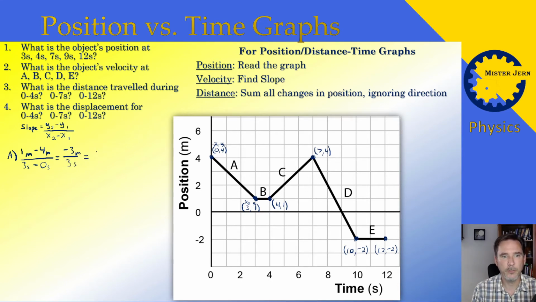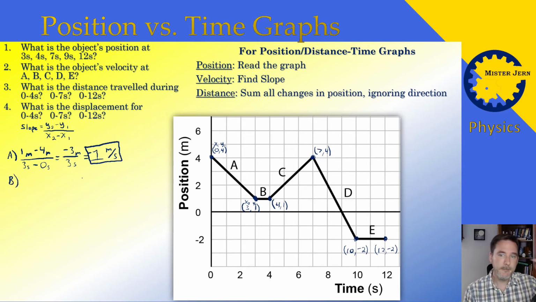And so for letter A, my slope is going to be a negative 1 meter per second. And as I said before, put a box around that, and that indicates that is your final answer. So that's it. It's a negative slope. It means it's going backwards, or in the negative direction, and that goes along with the fact that it is a negative slope on the graph.